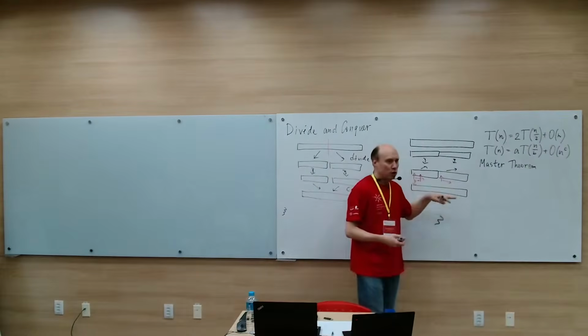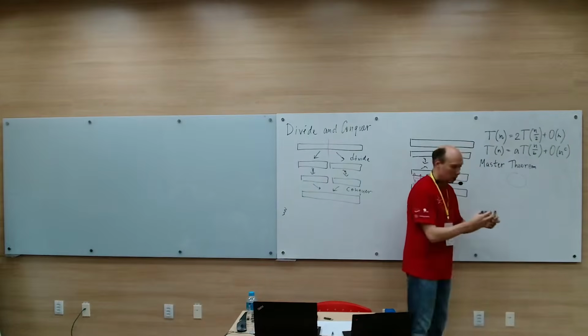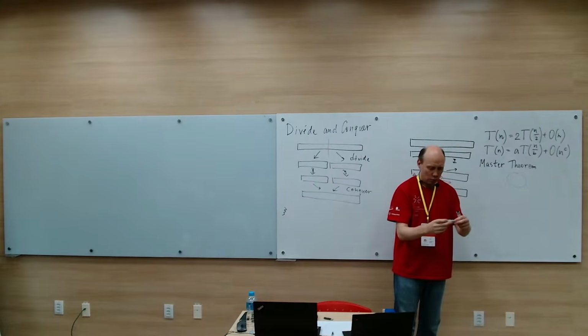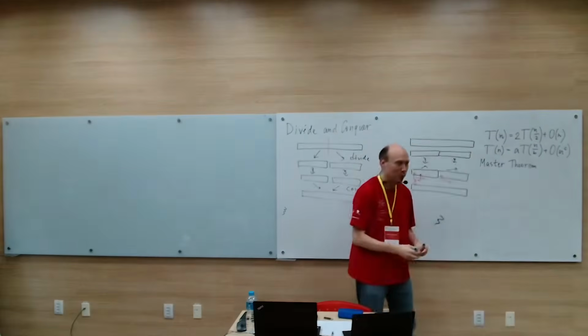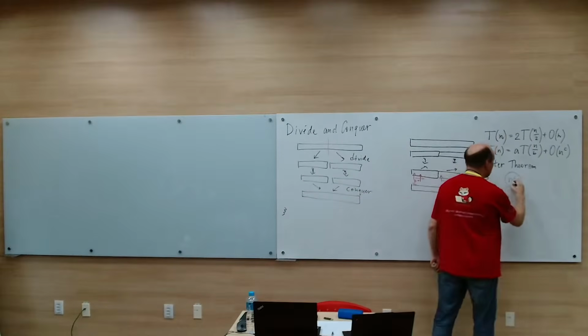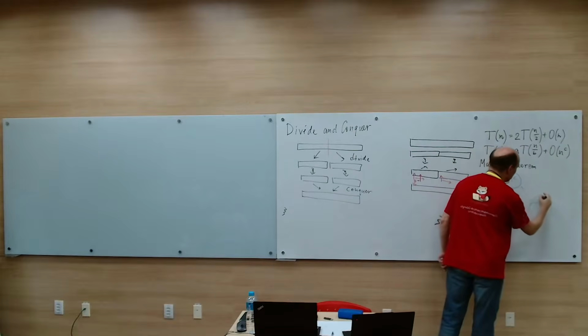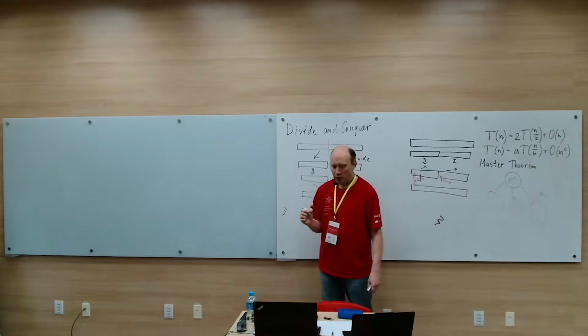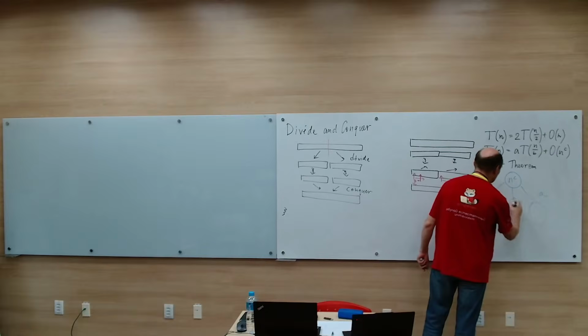Let's draw the tree of recursion. At the top level of the tree, we have n to the power of c. Then we divide it into a parts, and each part has n divided by b, to the power of c. Yeah?